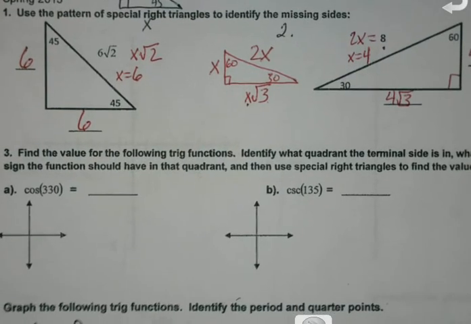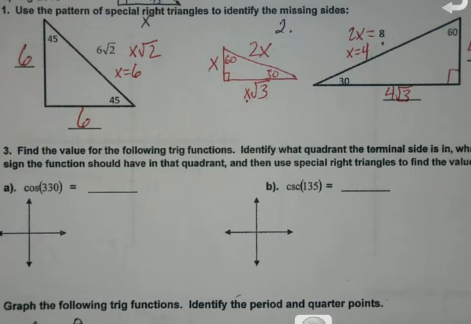Additionally, find the value for the following trig functions. Identify what quadrant the terminal side is in, what sign the function should have in that quadrant, then use special right triangles to find the value. That's a lot. There's a lot of stuff I've got to be doing here.